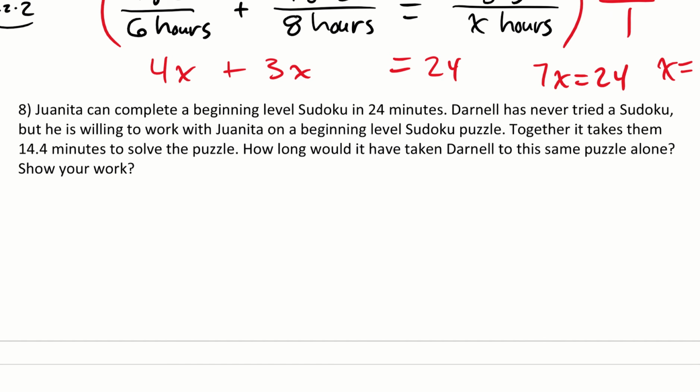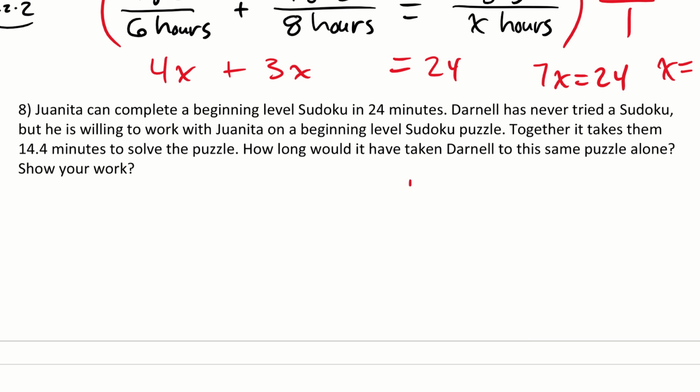Daryl has never tried a Sudoku, but is willing to work with Juanita on a beginning level Sudoku puzzle, the one that she can do in 24 minutes. Together, it takes them 14.4 minutes to solve it. How long would it have taken Daryl to solve the same puzzle alone? Show your work. Well, I think we're making some assumptions here, maybe that Daryl's getting in the way and slowing Juanita down. I don't know, but let's just go with this as a standard work problem anyway.